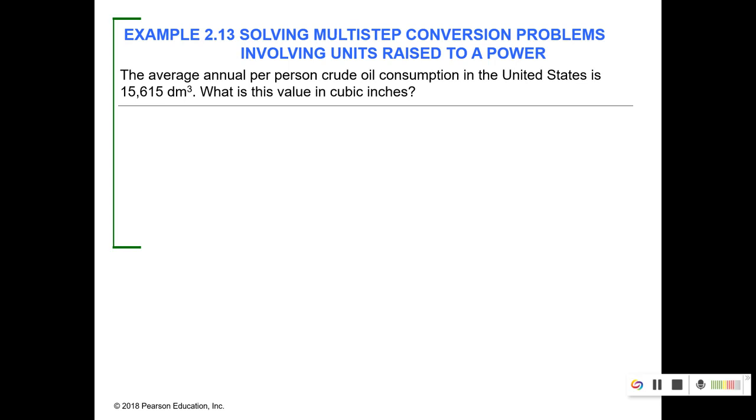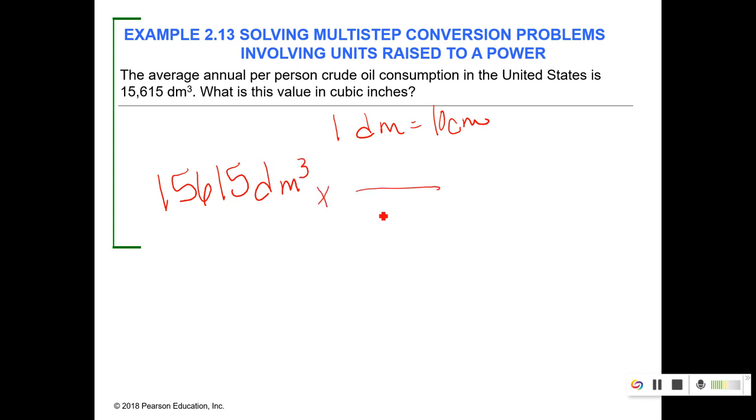All right, let's do another one. Decimeters to inches. So decimeter is a little different. That is 10 times smaller than centimeter. So in 1 decimeter, there's 10 centimeters. And then, so we have 15,615 decimeters cubed.